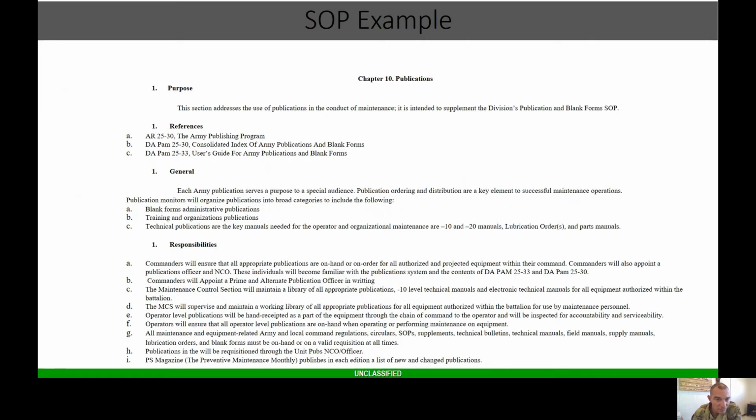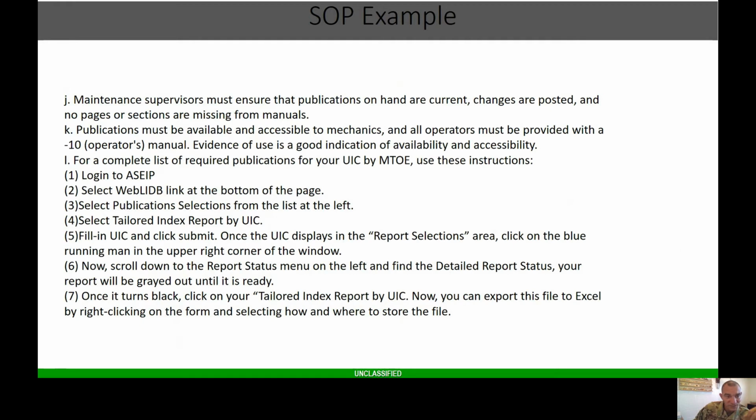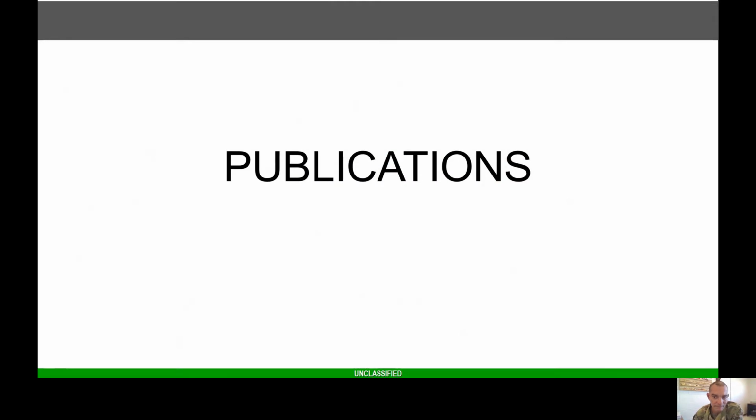So here's an example of an SOP that I did for publications when I was a motor sergeant. If you want a copy of this excerpt, let me know. Basically, I labeled it my chapter 10 publications. I talked about who was responsible, the responsibilities for who, and so forth. And then this is a continuation, but yeah, you need to mention publications in your SOP. It's one of the areas that must be mentioned in your SOP, all right?